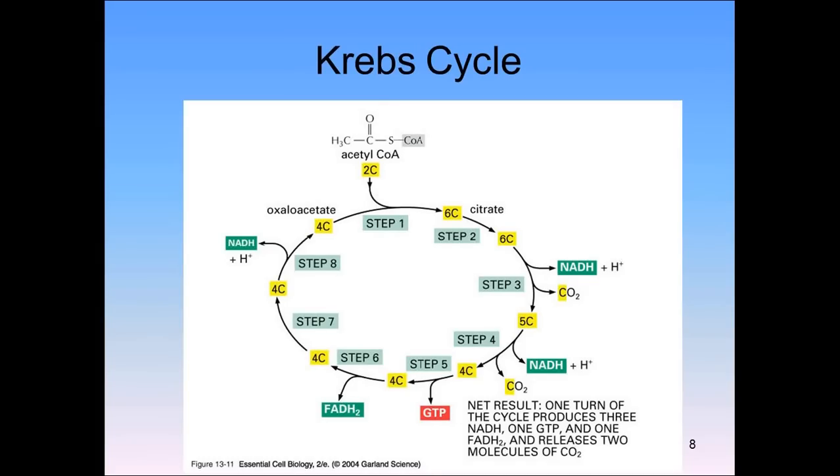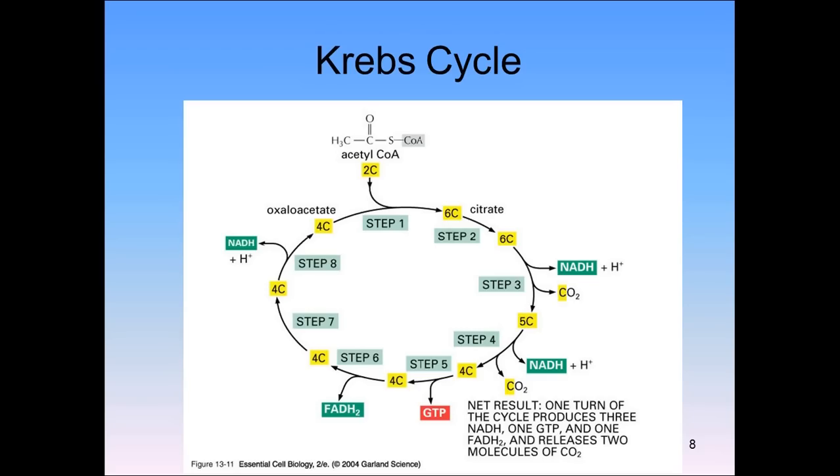Our next step is the Krebs cycle, also known as the citric acid cycle. Each of the acetyl-CoA molecules will enter the Krebs cycle alone. The carbons in the acetyl-CoA will each be converted into CO2. The acetyl-CoA combines with a 4-carbon molecule called oxaloacetate to form citric acid or citrate. Citrate is a 6-carbon molecule.